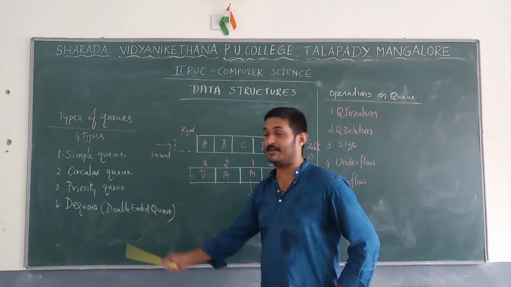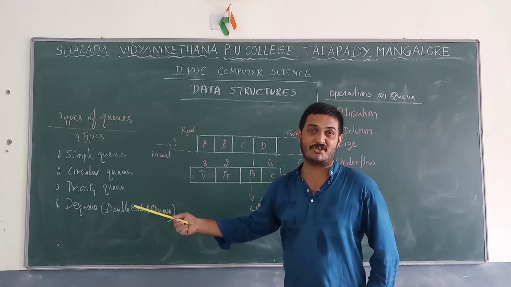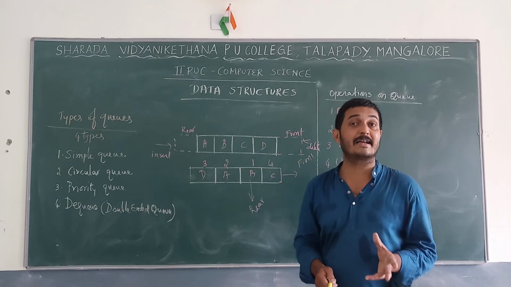And the fourth one is DQ. Actually, before starting this session on queue data structure, DQ was mentioned as one of the operations. Broadly, we can classify two operations.